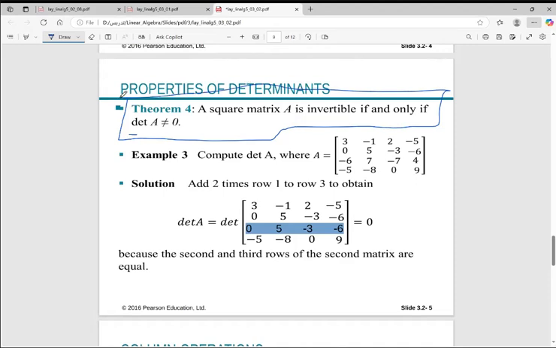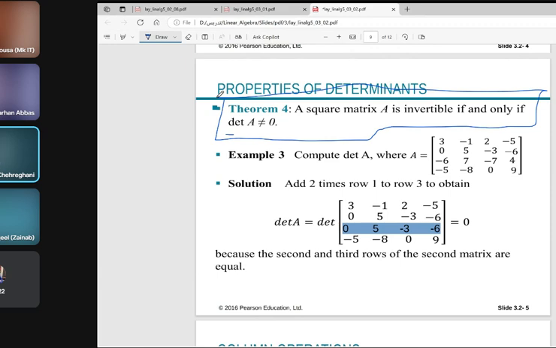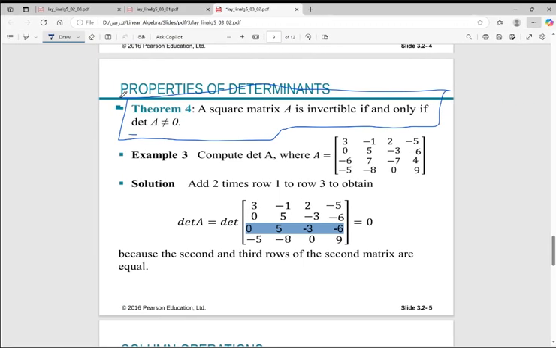So a matrix is invertible if and only if its determinant is non-zero. Right? Okay. This means if we have a matrix whose determinant is zero, then it is not invertible. If we have a matrix whose determinant is not zero, then it is invertible. All right? You should keep this point in your mind. It is useful in many methods and other theorems.